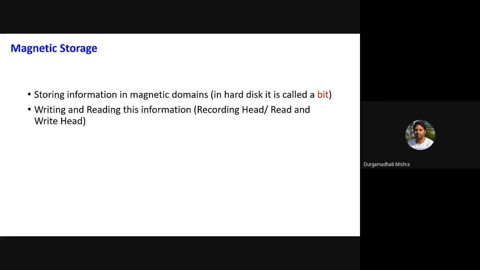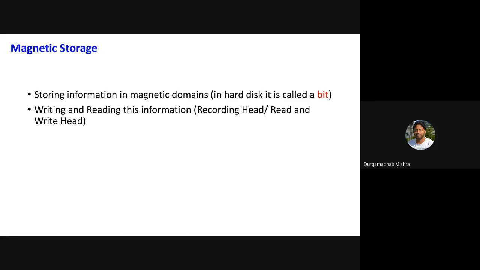So when we talk about magnetic storage, we store the information in magnetic domains, as I said before. Domains have a certain magnetization as well as a certain direction, so that you can encode information in them in a very specific way, and you can keep it.